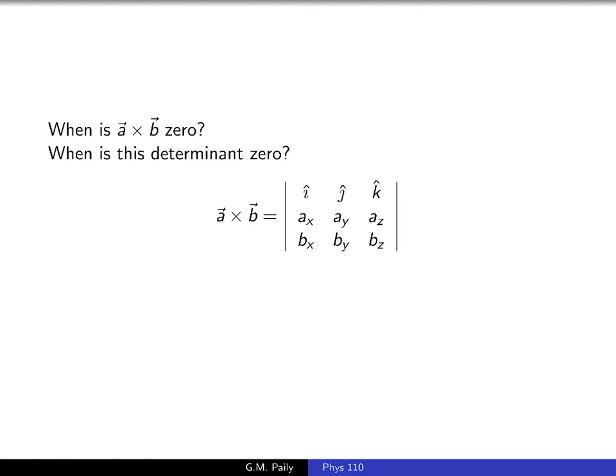Another way of looking at it is to ask, when is the determinant 0? If you remember the properties of determinants, you know that if any row is a multiple of some other row, then the determinant is 0. For example, supposing we have bx is equal to 3ax, by is equal to 3ay, and bz is equal to 3az, so that this row is just 3 times this row. In such a case, A and B are parallel, and also the determinant is 0.